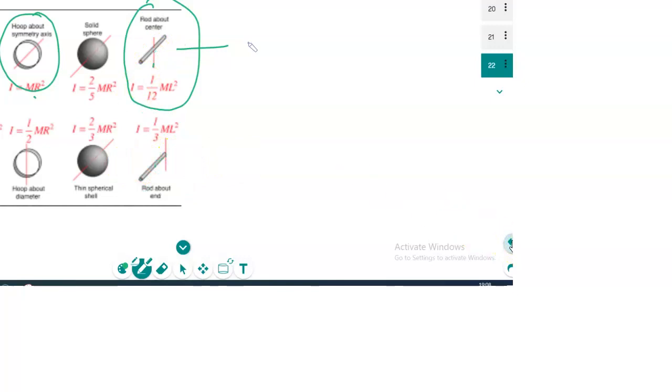See, the parallel axis theorem I will use. One axis parallel to this one I will draw. What is the distance between the parallel axes? L by 2. What does our formula say? I center, that is I_CG, is 1 by 12 ml square, correct? Plus mass into distance square. What is the distance? L by 2, whole square.